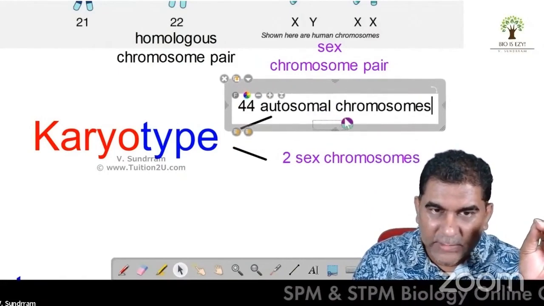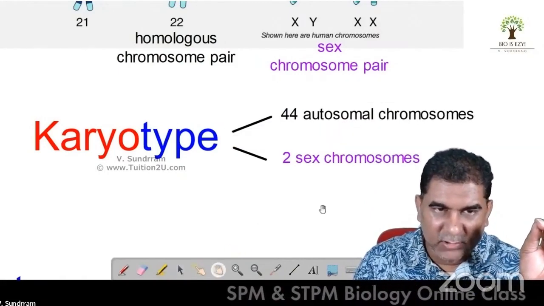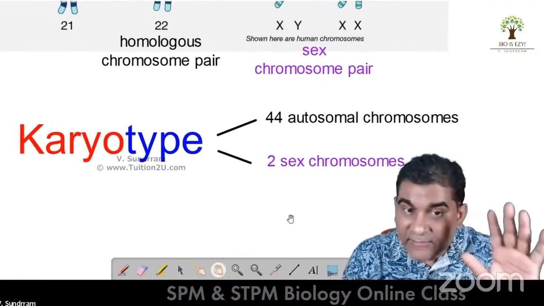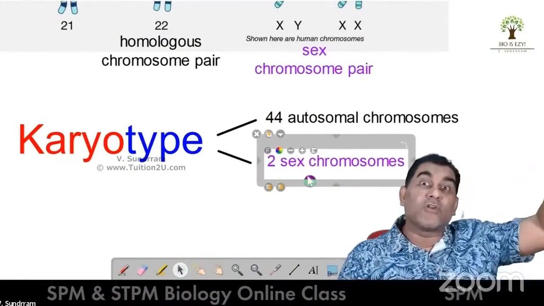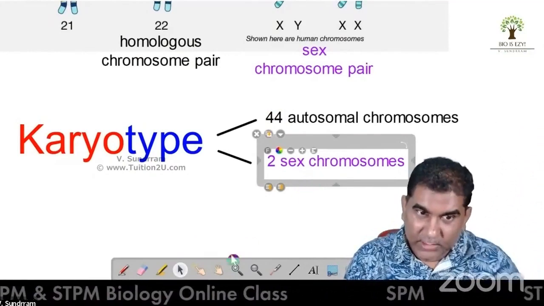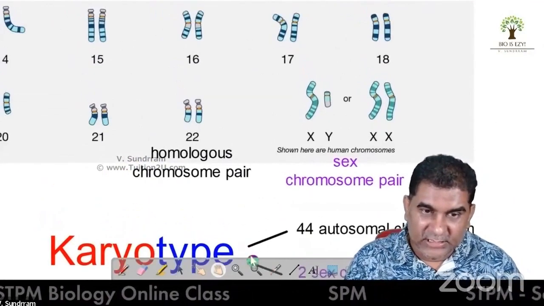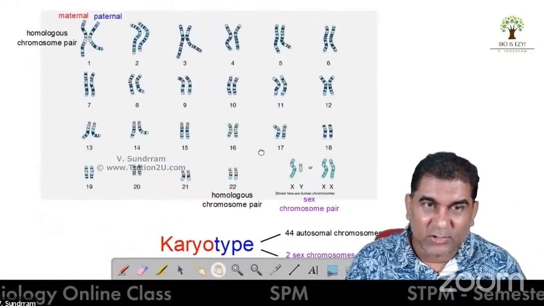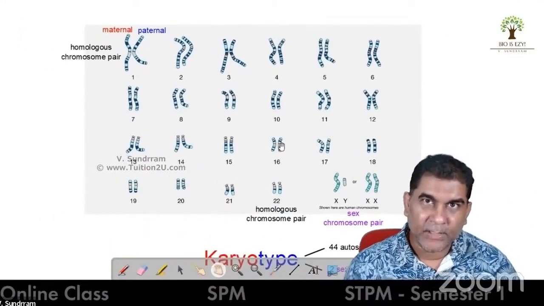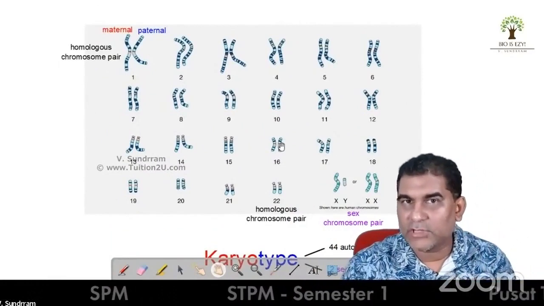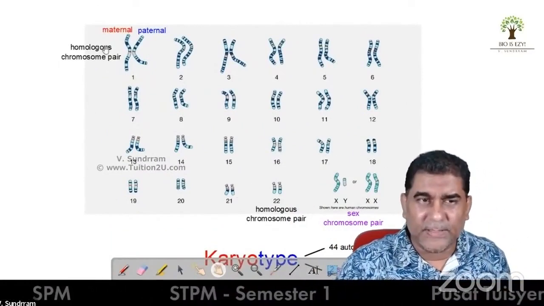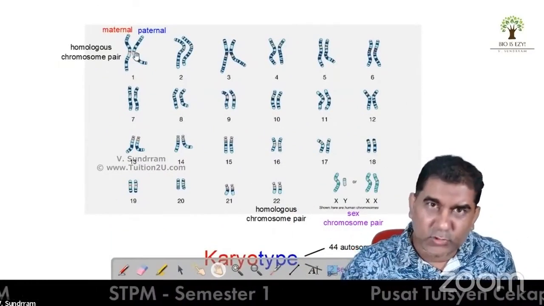All of that will be inside the human karyotype. But that 44 plus 2, we arrange from the longest to the shortest. That is why you get this arrangement. So this is known as a karyotype, human karyotype. What I'm going to draw now is a pair of homologous chromosomes. Any one of these. Maybe I take pair number 1, I'm going to draw.